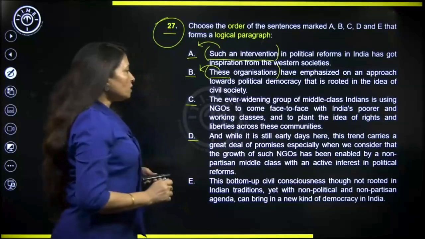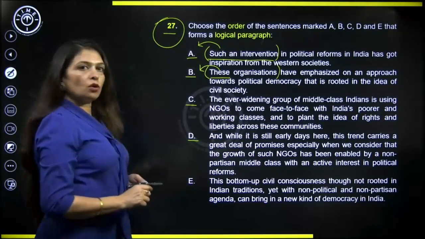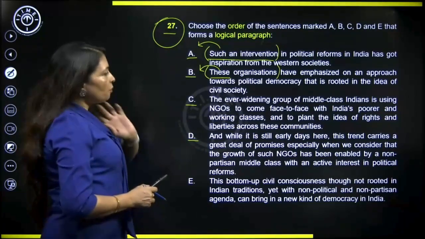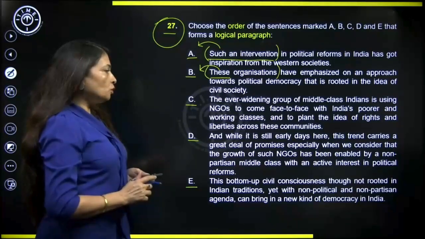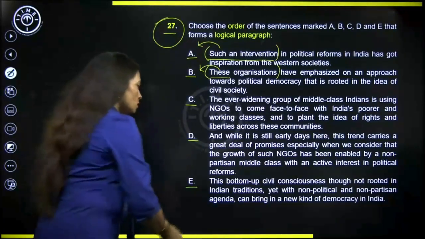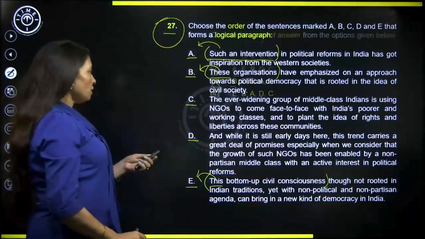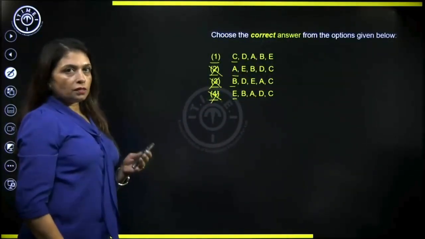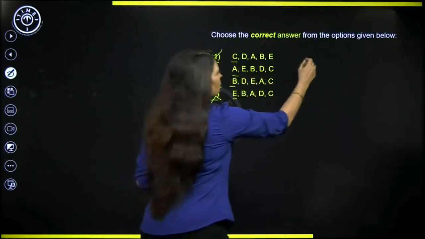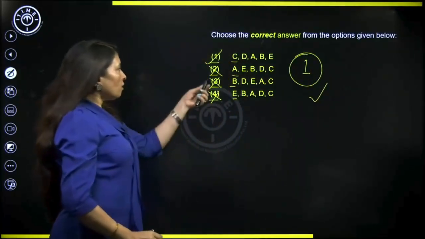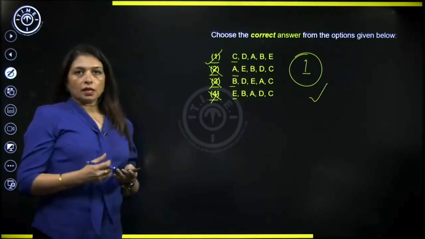C. The ever-widening group of middle-class Indians is using NGOs to come face-to-face with India's poorer and working classes and to plant the ideas of rights and liberties across these communities. Now, this appears to be an introductory sentence, so let's just keep it as it is and then consider E. This bottom-up civil consciousness, though not rooted in Indian traditions, yet with non-political and so on. So, this bottom-up civil consciousness, this again is a demonstrative word, and this tells us that we cannot consider choice 4 as a suitable choice, or in choice 4 whatever is given is not the correct order. Now, we get the correct answer as option 1, because the paragraph can begin with C, it moves on to D, then A, B and E. Okay, so this is how you understand these kind of questions have to be solved.